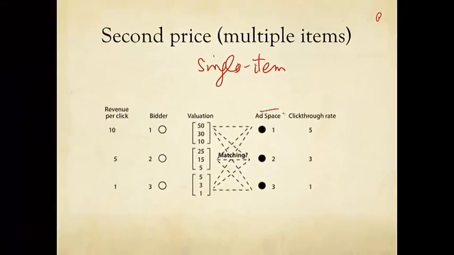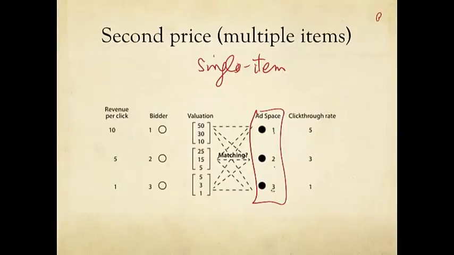For example, 3 ad spaces, 1, 2, and 3. And let's say they're ordered in descending order of their visual importance on the web page. And let's say the click-through rates are respectively 5, and then smaller 3, and then smallest 1 click per unit of time, say 1 hour. So now our job is to allocate not just 1 but 3 items and then charge them accordingly.